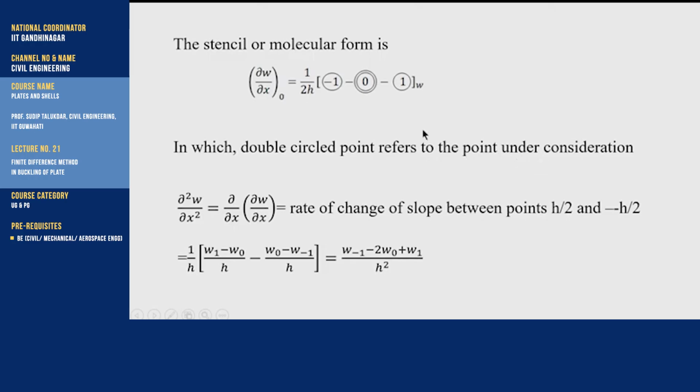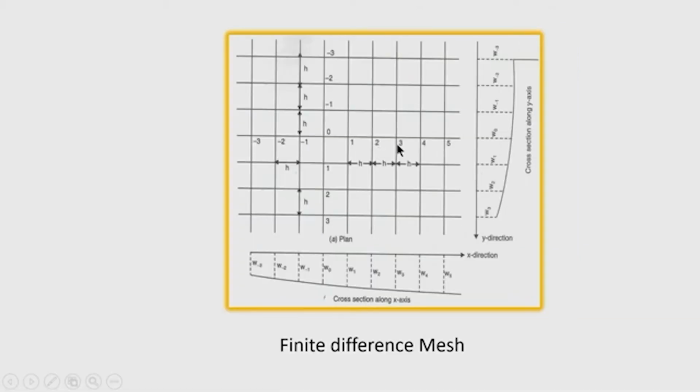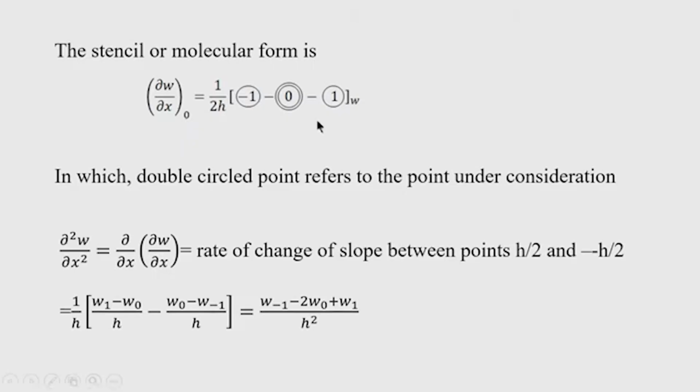Okay. Similarly, if we go to another point, say if I want to find the slope at 3, then I will write W4 minus W2 divided by 2h, because the mesh size is taken the same, and here the W3 coefficient is 0. So, naturally there will be no value here. So, 0 will appear there also in the double circle, which is the center node.